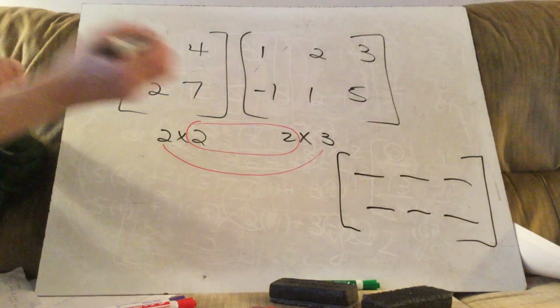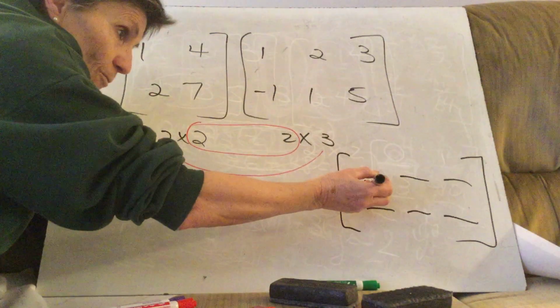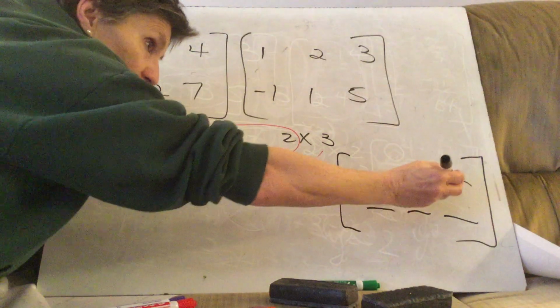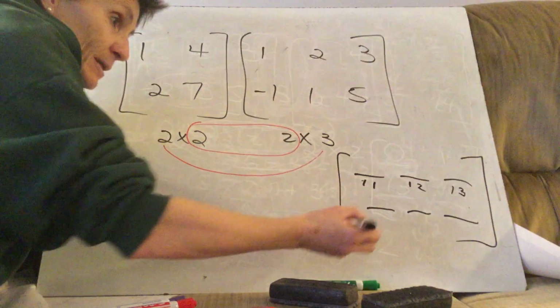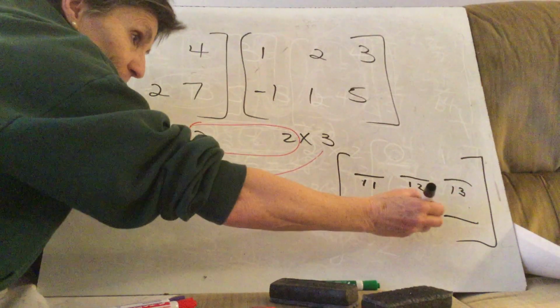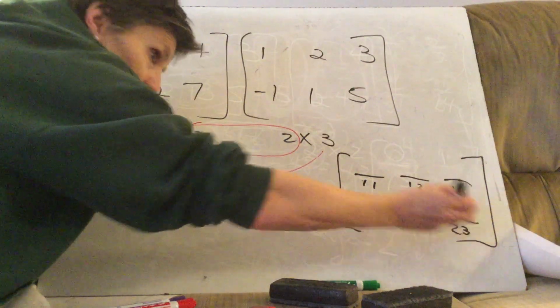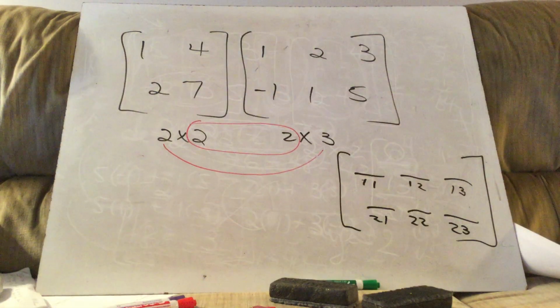So I'm going to go ahead and put my super secret code in. First row, first column. First row, second column. First row, third column. Second row, first. Second row, second. Second row, third. Remember, those numbers are not part of the answer.